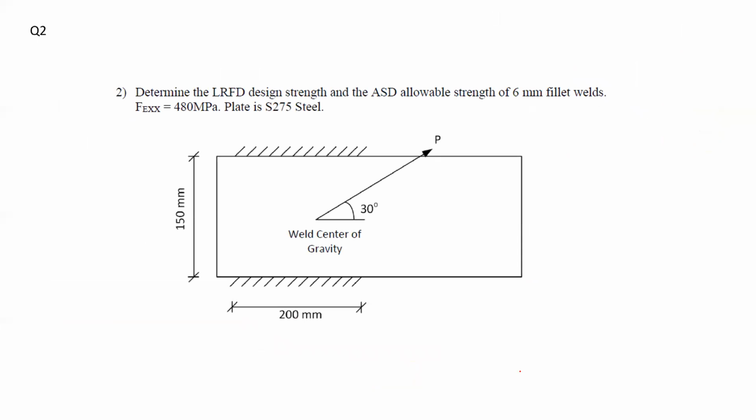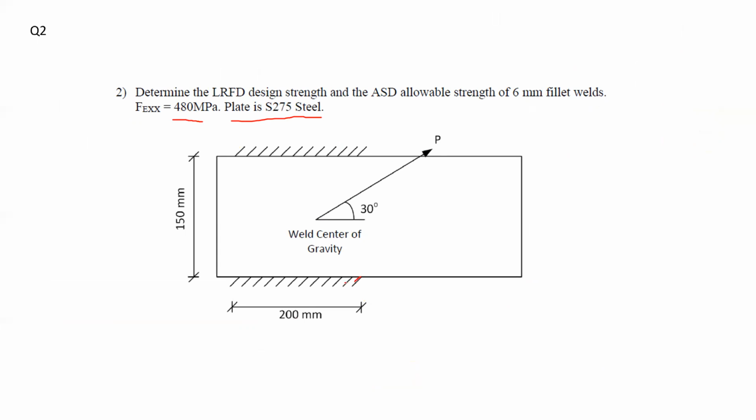Now proceeding with the second problem. In this problem, it says determine the LRFD design strength and the ASD allowable strength of 6 millimeter fillet welds. If EXX is given to us as 480 megapascal and plate is 275 steel. And we have the load applied over here.